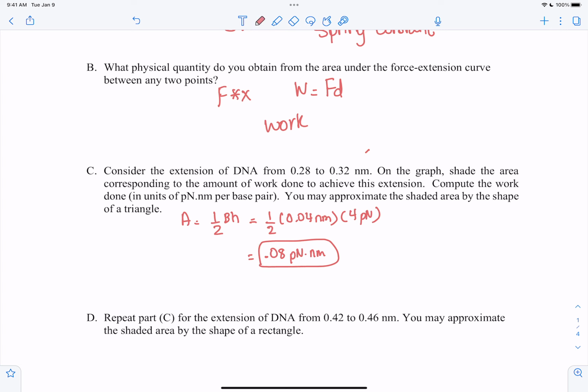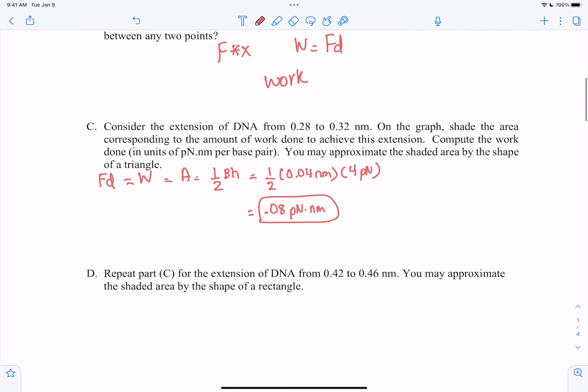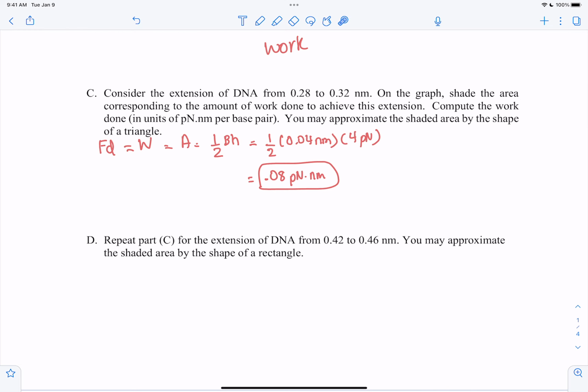And so you can say this is equal to work, right? And that's equal to force times distance. So as long as you show that understanding, then you're good. Otherwise, the value is just an approximation, so it's up to you. But part D is the same thing. It's just that now we're doing it from 0.42 to 0.46 nanometers.